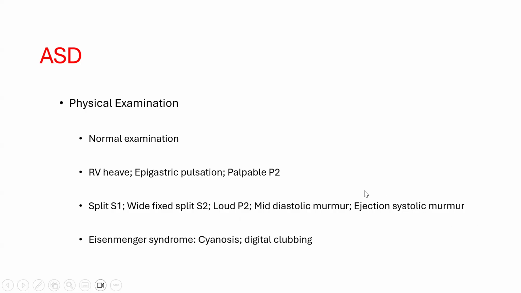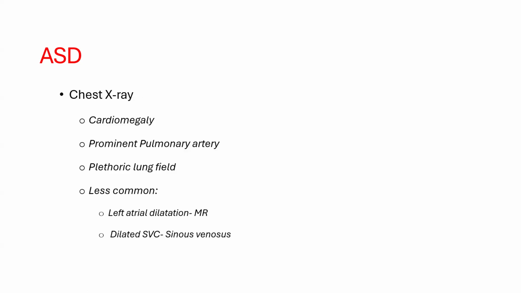A lot of this ejection systolic murmur can sometimes be confused with the ejection systolic murmur in pulmonary stenosis. But the difference is that you're not going to hear a mid-diastolic murmur more often than not in pulmonary stenosis, and you will not hear a wide fixed split. What you hear will be a soft second heart sound in pulmonary stenosis.